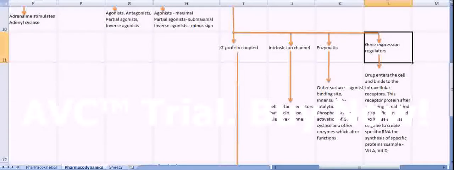So this type of facilitation of the expression of the gene creates a particular type of protein which carries different functions. For example, vitamin A and D are produced in the body because of the signals received when the drug reacts with that receptor. For example, intracellular receptors present in the cell.